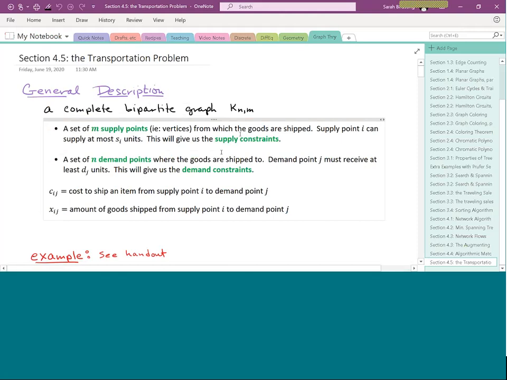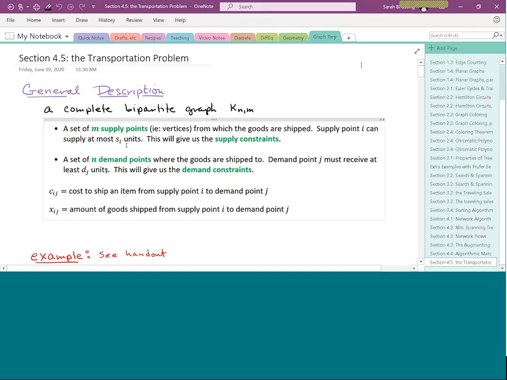This will also give us what are known as the supply constraints. Those are those inequalities we just looked at that said, hey, in total, all the amount that's shipped from supply point I can't exceed a certain number. Specifically, it can't exceed S1 here.